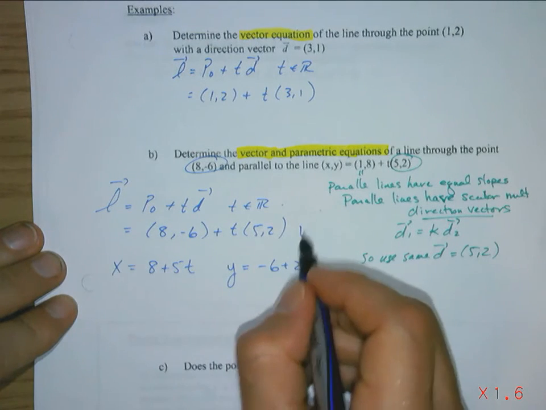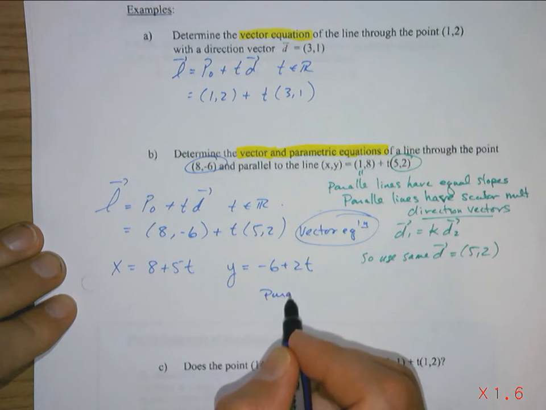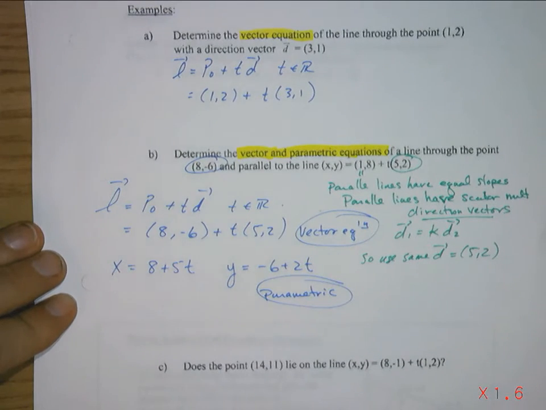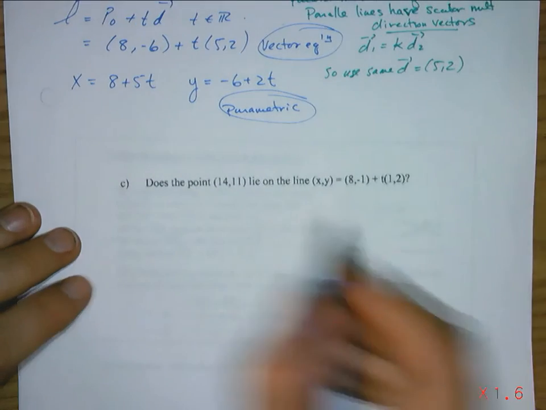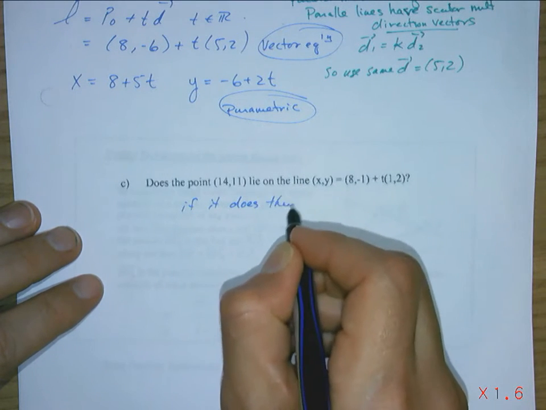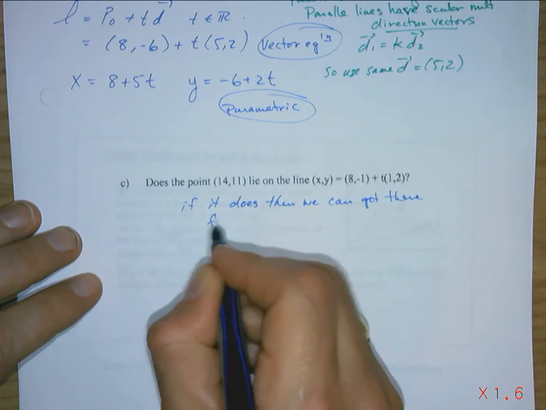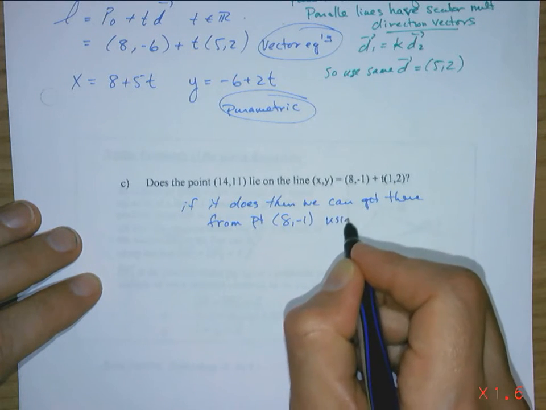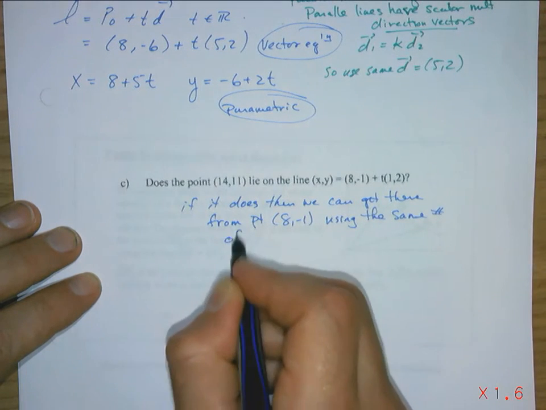So there's my vector, and here's my parametric. We're done. Question. Does the point (14, 11) lie on this line? Well, if it does, then we can get there from the point (8, -1) using the same number of direction vectors.